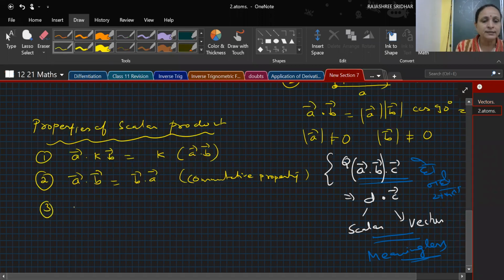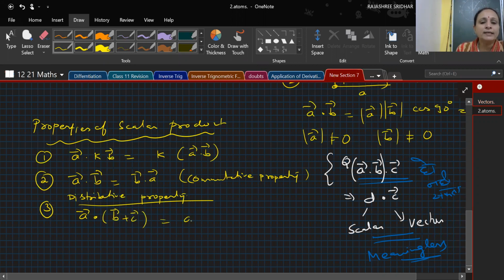Then the third one, this is called the distributive property. What is this distributive property? Suppose you have got A dot B plus C. I can write this as A dot B plus A dot C. This is possible. Clear? This is possible. Okay.